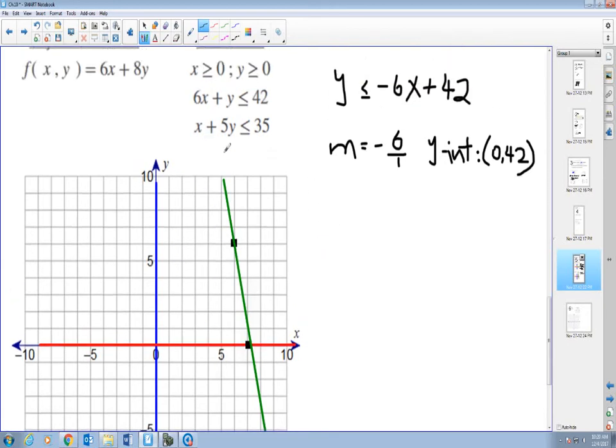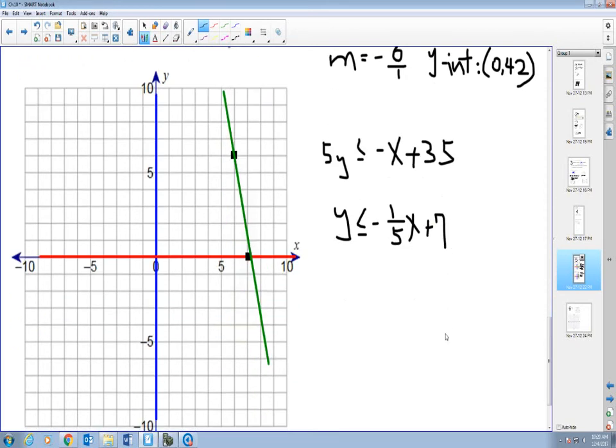Alright, solving for y. That's 5y less than or equal to negative x plus 35. Alright, divide every term by 5. That will be y less than or equal to negative 1/5 x plus 7. So this is not bad. The y-intercept is at 0, 7. 0, 7 is up here.